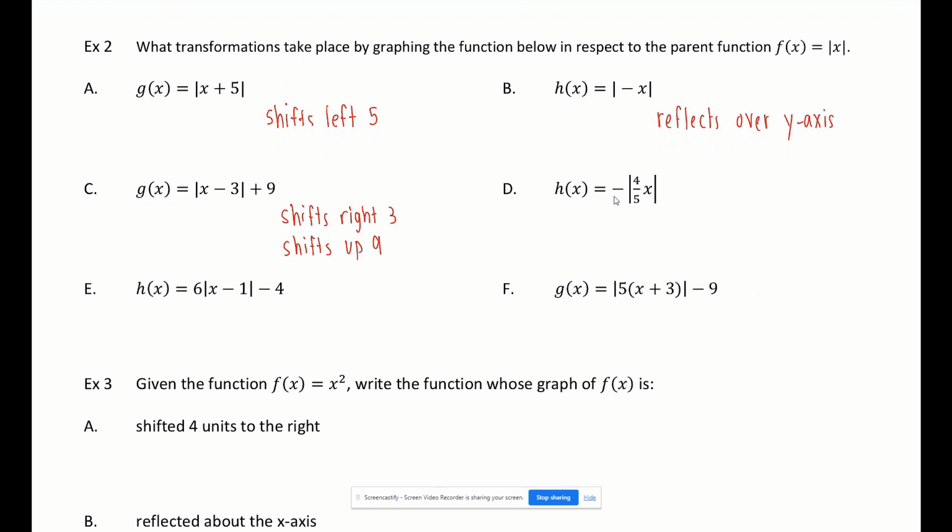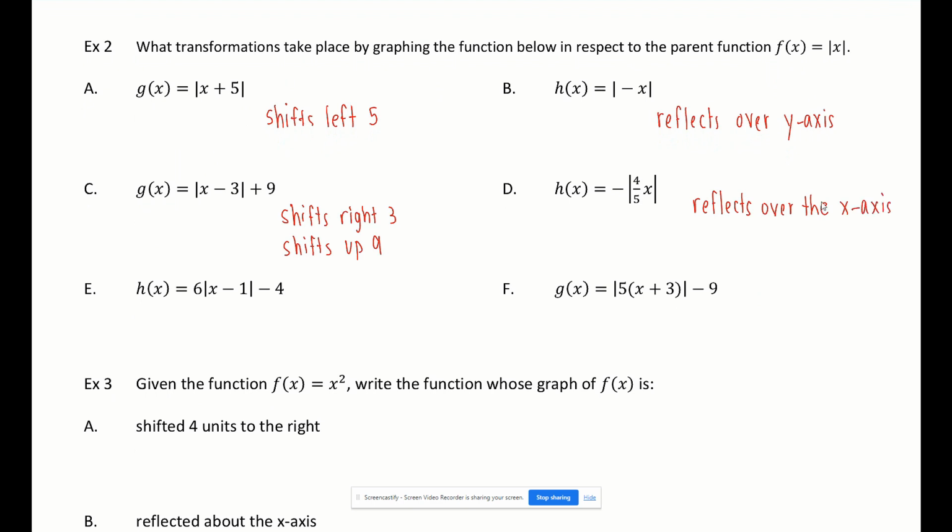Okay, next one. We got a negative here. What does negative do? Well, it's outside. That's a vertical reflection. That means it reflects how? Vertical reflection. What does that mean? Over the x-axis.